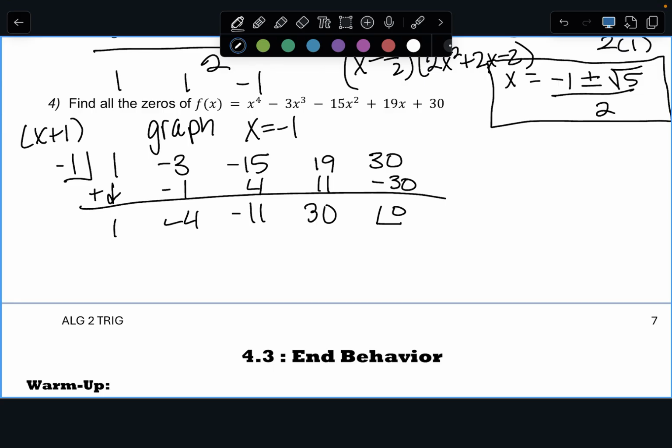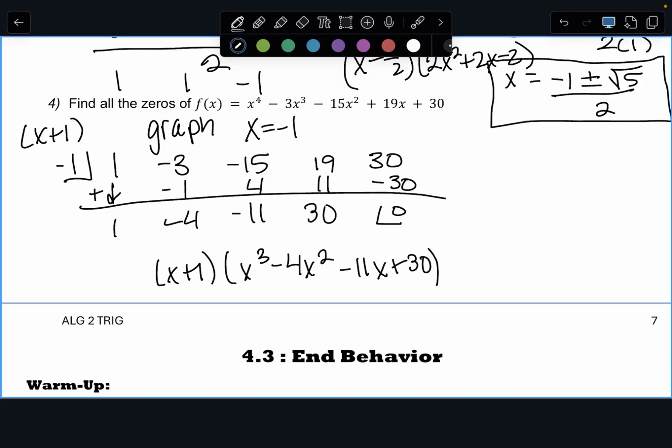So what I just did is I took my polynomial, I pulled out an x plus 1, and I was left with x cubed minus 4x squared minus 11x plus 30. The x plus 1 is done. How should I try to factor this 4-termed polynomial? Grouping. If I group this, will my parentheses ever match? No. Automatically doesn't work, okay?